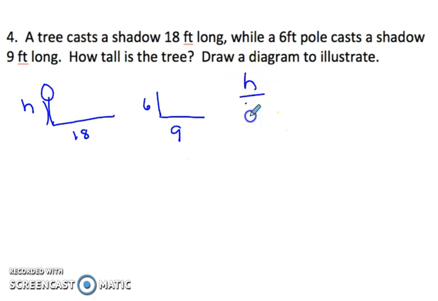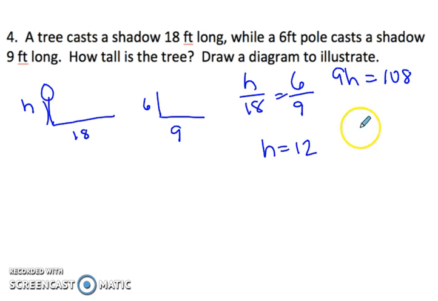So I would say h over 18 equals 6 over 9. You can cross multiply, or you could also note that 18, I've cut it in half to get 9. So what do I need to cut in half in order to get 6? That would be 12. Or you can go through the process of actually multiplying, where you would get 9h is equal to 108, and then divide, and you'll still get 12. Excuse me, and your unit would be feet.